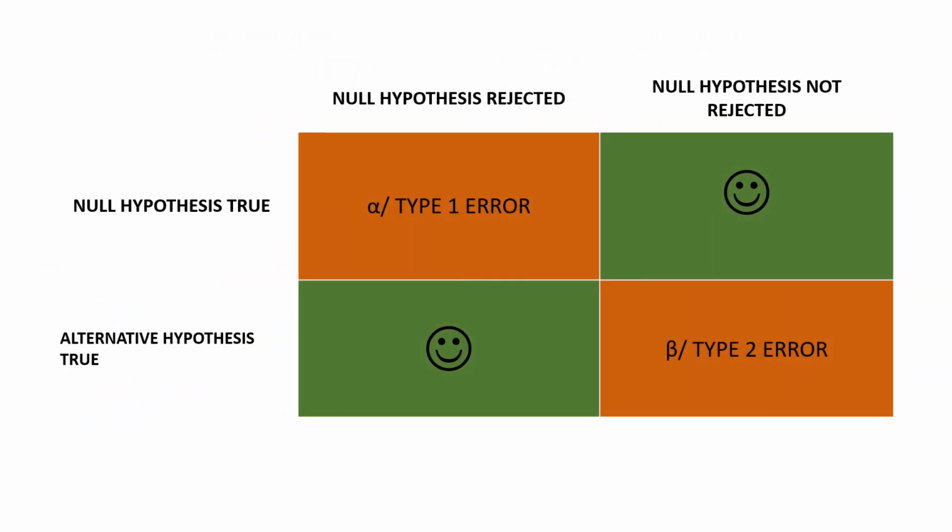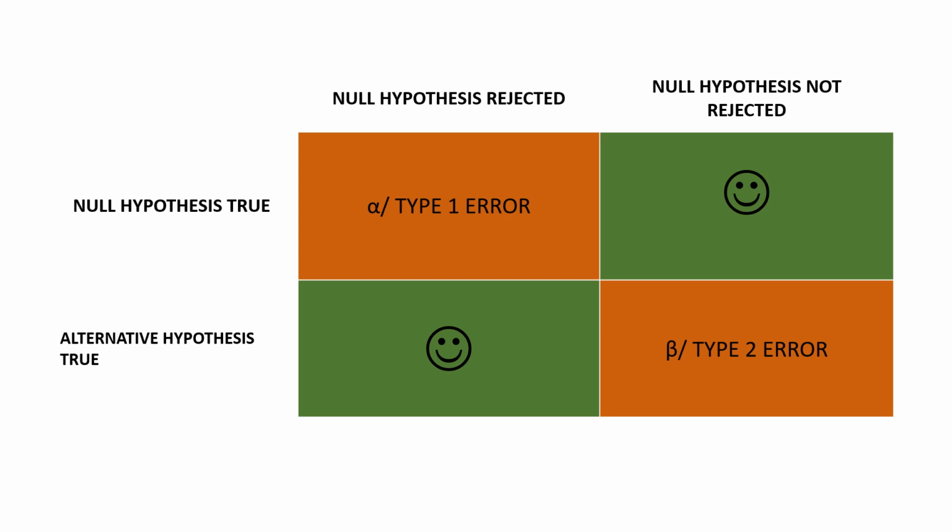There's a 2x2 box here. Two of them are shaded in green with a smiley face in it. In the top one, you have the null hypothesis, which is true, and as such the alternative hypothesis is rejected. Similarly, in the bottom one, the alternative hypothesis is true, and so the null hypothesis is rejected. This part is pretty straightforward. The problem comes with the false positives, or type 1, and false negatives, type 2 error.